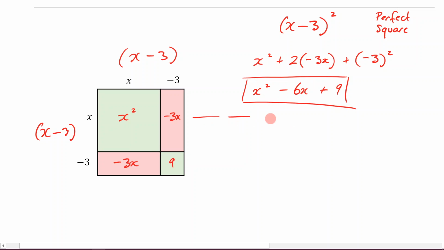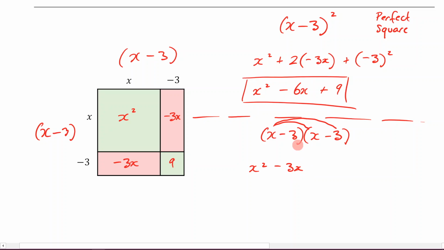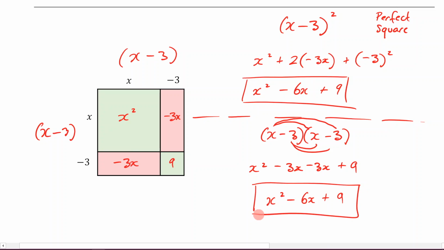If you were to do it the long way, what you'd have to say is x minus 3 squared is the same as x minus 3, x minus 3. Then you draw in your arrows and go x times x is x squared. X times negative 3 is negative 3x. Negative 3 times x is negative 3x. Negative 3 times negative 3 is positive 9. X squared minus 6x plus 9. That is going to be our answer, and that is the same as that.